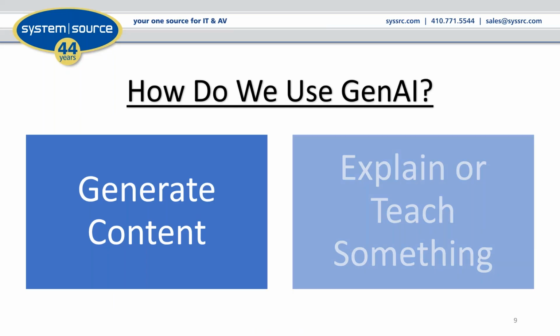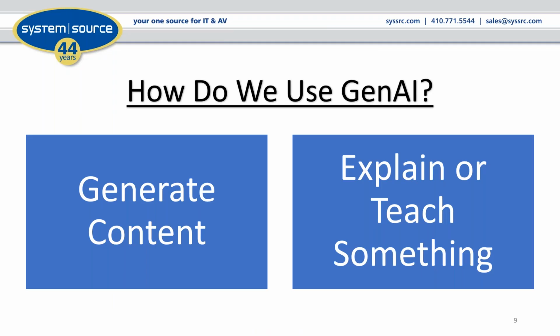The other way we typically use generative AI is what I call the Google-ish of it. We basically use it to explain or teach us something. Now, ChatGPT can explain concepts from its internal database of training that it's received. It can also explain concepts based on information that you provide it, and it can explain and teach things based on information it can find on the internet.